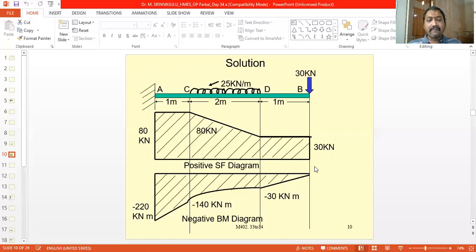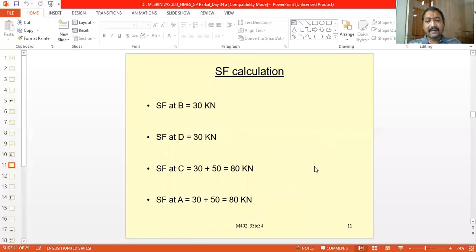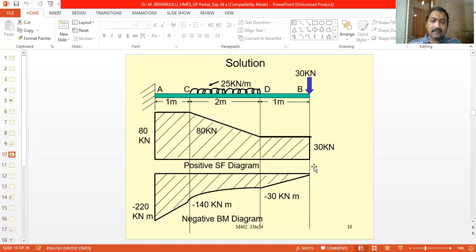Now we have to find the SF and BM at the salient points, and then accordingly we can draw the SF and BM diagrams. Now coming to the SF calculations, the SF at point B, that is the free end, is equal to the point load of 30 kN acting downwards. If we take a section here, to the right of the section 30 kN is acting downwards. So it is positive, so the shear force at point B is equal to 30 kN.